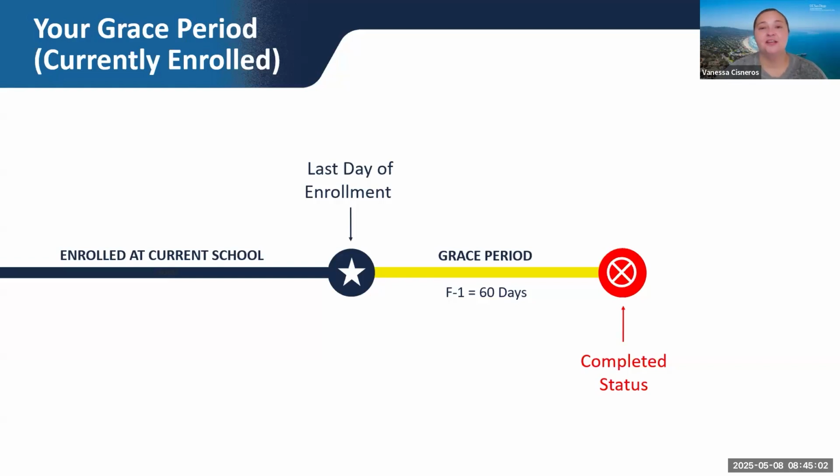So if you're currently enrolled, here is a visualization of how you can understand your grace period. If you, the student, do not take any action within your 60-day grace period as someone who's currently enrolled, such as transferring your SEVIS record or applying for OPT, etc., then your SEVIS record will complete and your SEVIS status will automatically end. Once that happens, you will no longer be eligible for the transfer.